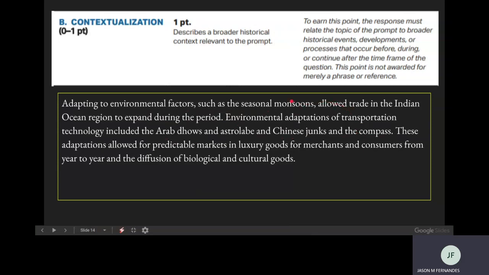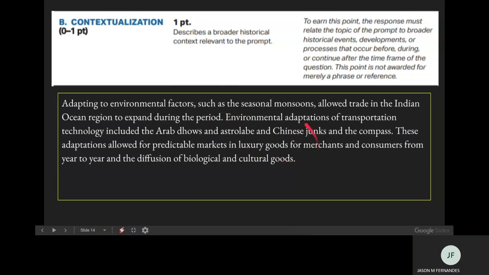So what does this mean? You've got the monsoons, you've now adapted your technology to it. So what does this mean for trade patterns? Well, these monsoons are predictable, right? They're seasonal, they're summer, they're winter. So now you have these predictable markets for luxury goods to move throughout this Indian Ocean region, right? For your merchants, for your consumers, for everybody involved, from season to season, from year to year, you know when the goods are coming, right?